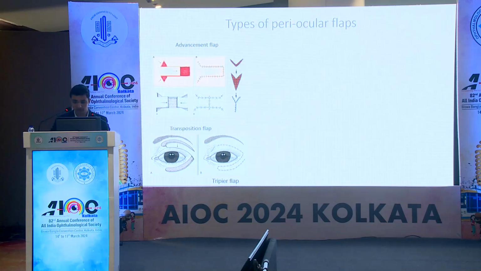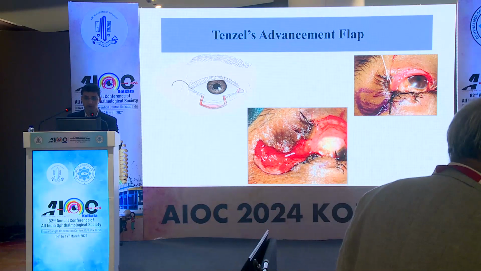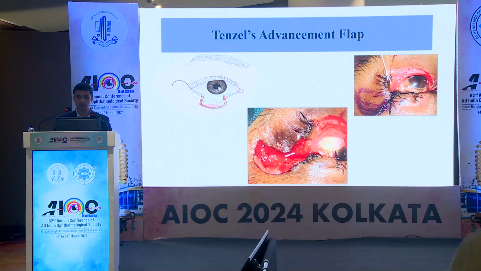What are transposition flaps? In this, the skin is not directly adjacent to the defect area, but the intervening skin is lifted and rotated along its own angle. But the important thing is that the angle should not be too large, as it may compromise the vascular supply. So what is the tenzel advancement flap? It can be seen from this image. This is done for either a lower eyelid or upper eyelid defect, in which we create a semicircular incision and advance the skin for closure.